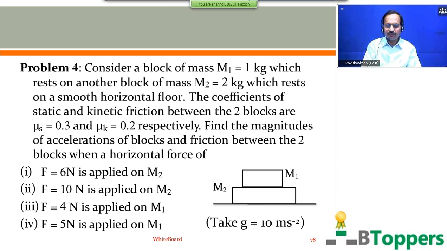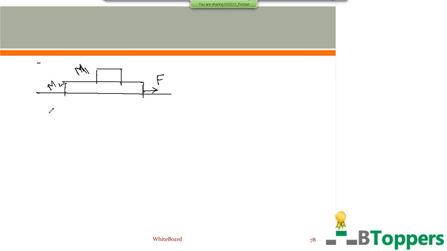I am going to discuss this question now. In the previous class, I discussed one special case: a block of mass M1 rests on another block of mass M2, which rests on a smooth horizontal floor. If μs is the coefficient of static friction between the two blocks, then a horizontal force F is applied on the lower block, as explained here. It's the same calculation explained in the special case in the previous class, and you have to repeat it if this problem is given in the board exam.